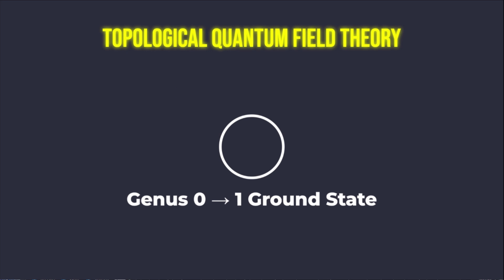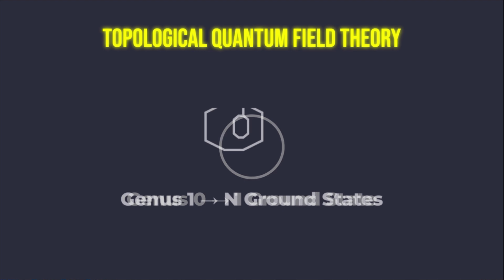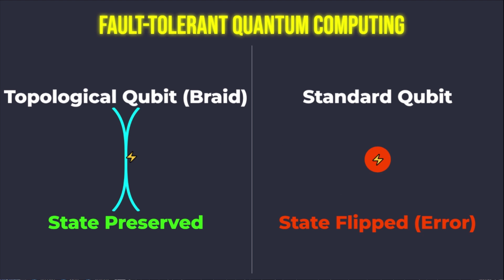In physics, Topological Quantum Field Theory, or TQFT, studies quantum field theories whose properties depend only on the topology of the spacetime manifold, not on its geometry. TQFTs are crucial for understanding exotic states of matter, particularly in condensed matter physics. They predict the existence of topological order, where the ground state degeneracy of the system depends directly on the genus of the surface the system resides on. This concept is foundational for developing fault-tolerant quantum computing, where information is encoded in non-local topological properties, making it inherently immune to small local environmental perturbations or errors.